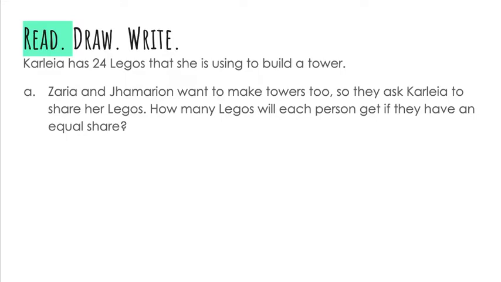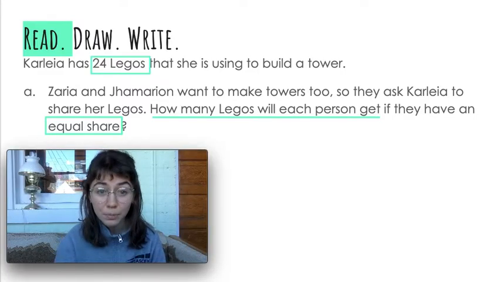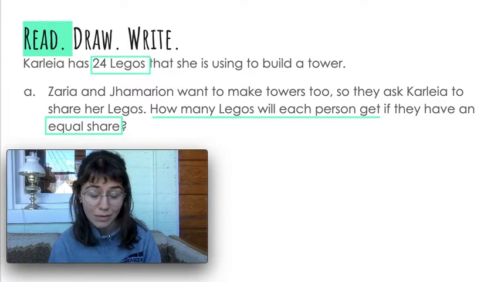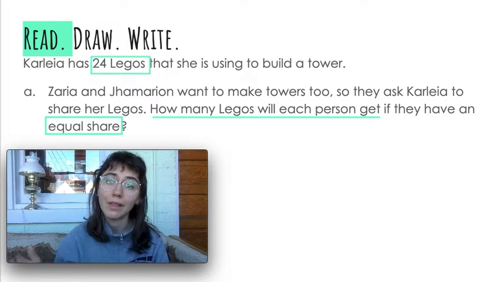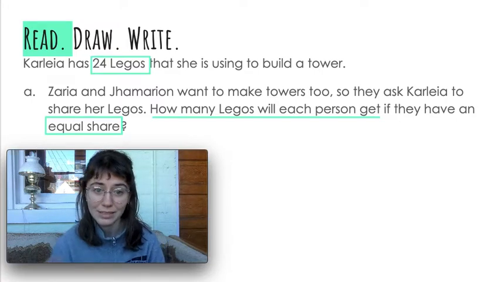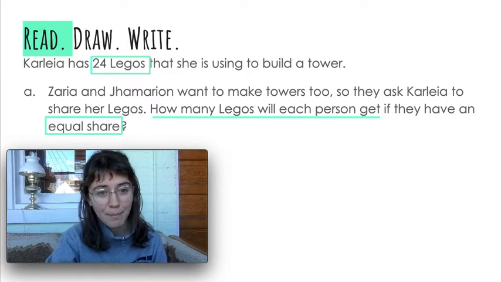Well, first off, let's go through and box our important information. So Carlia has 24 Legos, so I put a box around that. That's our total. And then the story is asking us, how many Legos will each person get if they have an equal share? That equal share detail is super important because that tells us that when we're drawing and when we're solving this problem, we need to make sure that we have 24 total that go between 3 different kids equally. So let's see what happens.